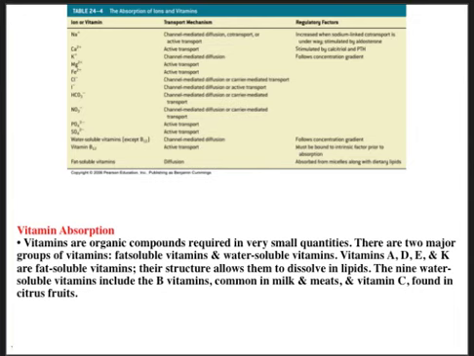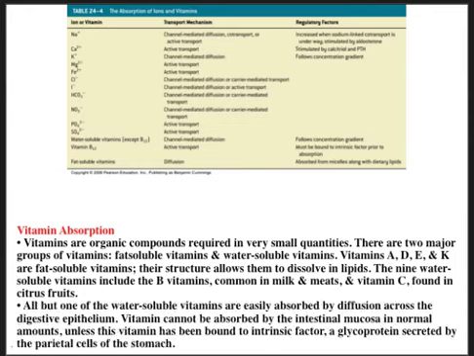They're like little tools. There's two major groups of vitamins, the fat and the water solubles. The fat solubles are the A, D, E, and K. The water solubles are the B complex vitamins and vitamin C. The 9 water soluble vitamins, the B vitamins, are found in milk and in meats. Vitamin C is found primarily in citrus fruits. All but one of the water soluble vitamins are easily absorbed by diffusion across the digestive epithelium.